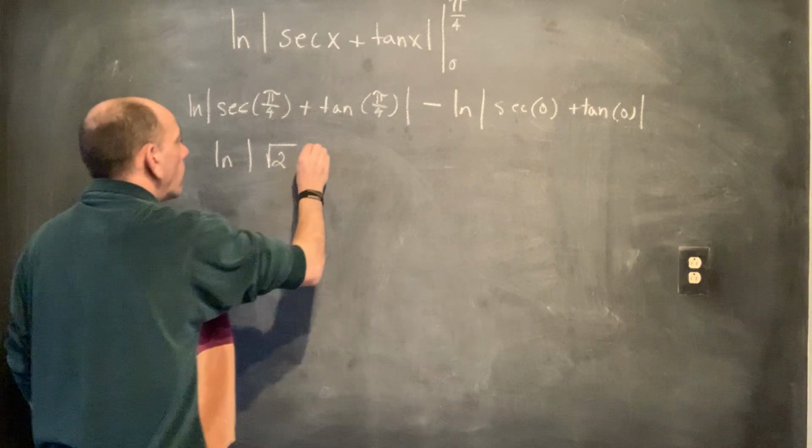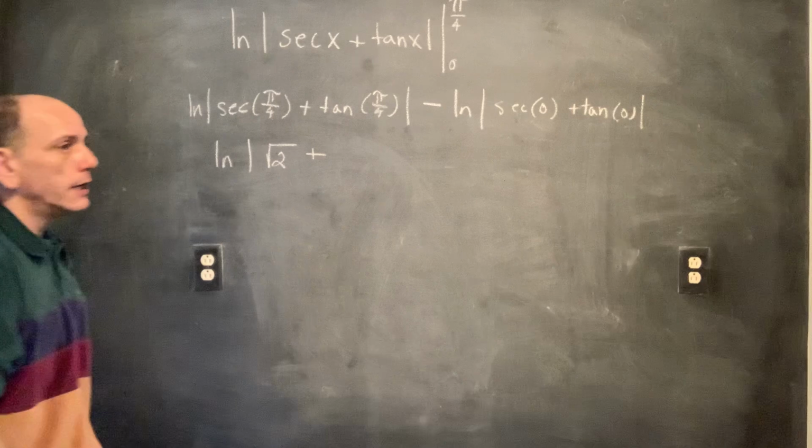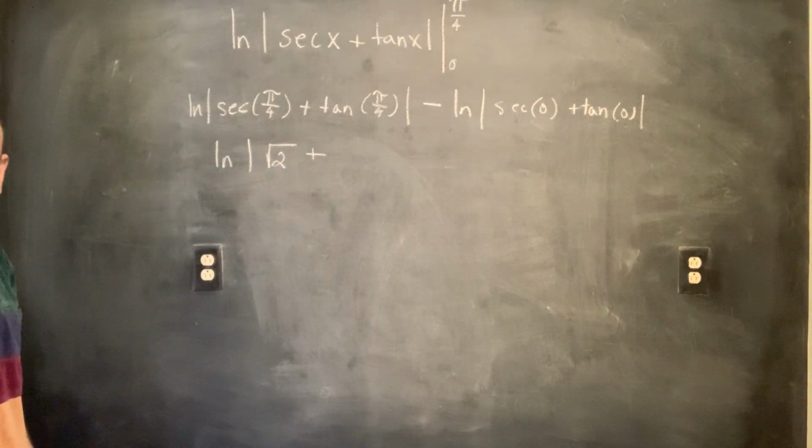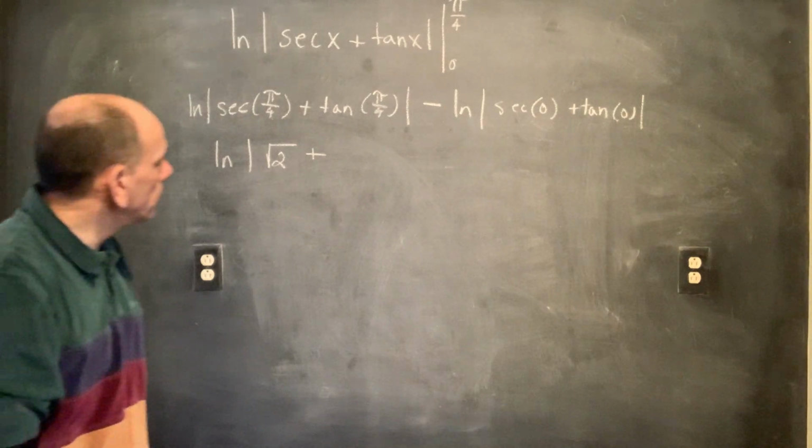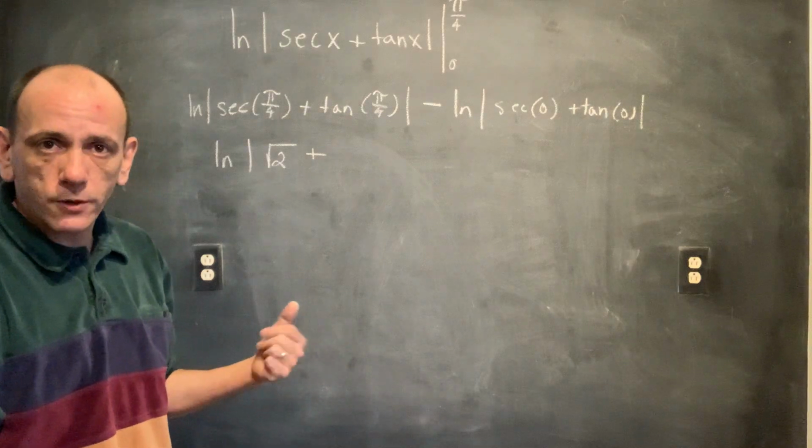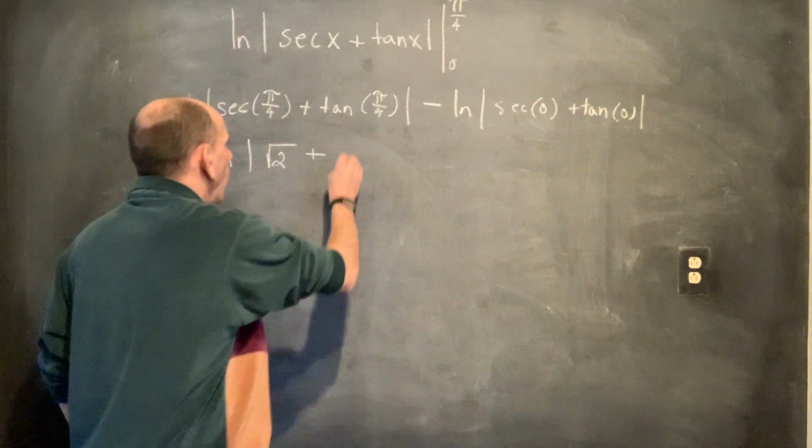Tangent of pi over 4 is the sine of pi over 4 over the cosine. So they're the same there, root 2 over 2. So a tangent there is just 1.